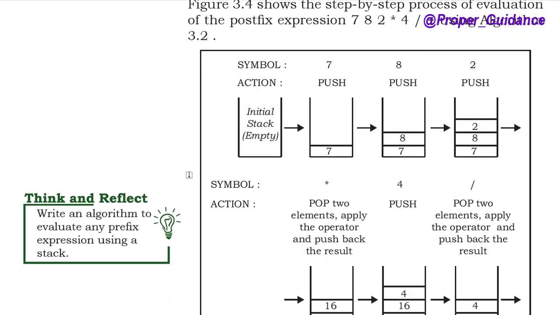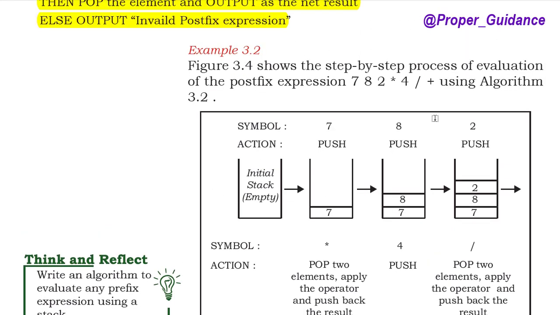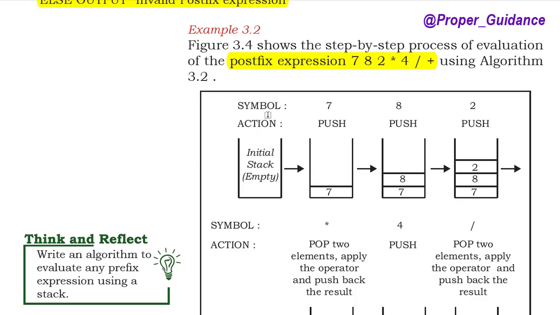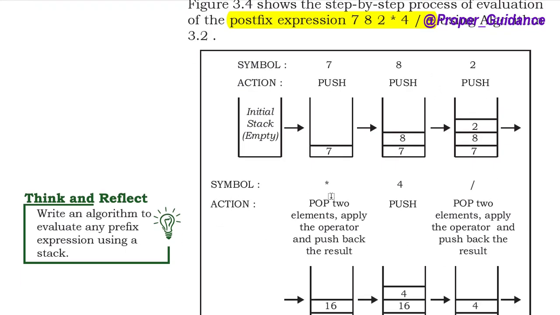Example 3.2. Now see, here is the postfix expression we have to evaluate: 782 asterisk 4 and so on. First, symbols will be written in this way. Action: when you get some operand symbol, we push it in the stack. So first 7, push it, then 8, push it, then 2, push it in the stack.